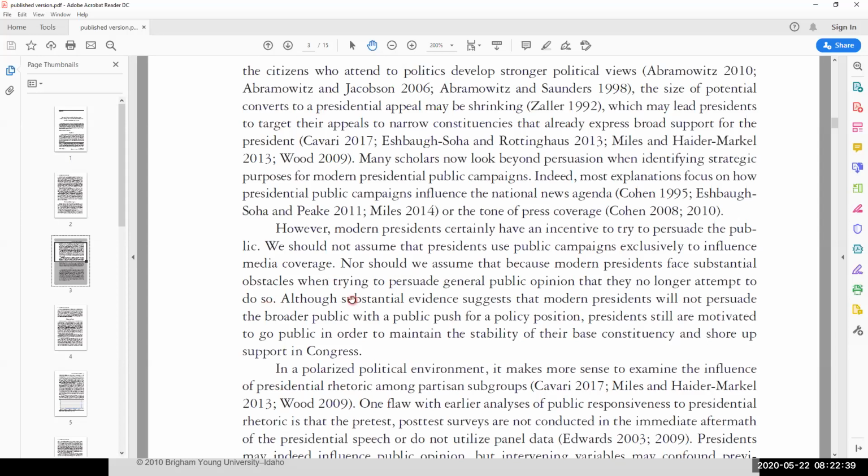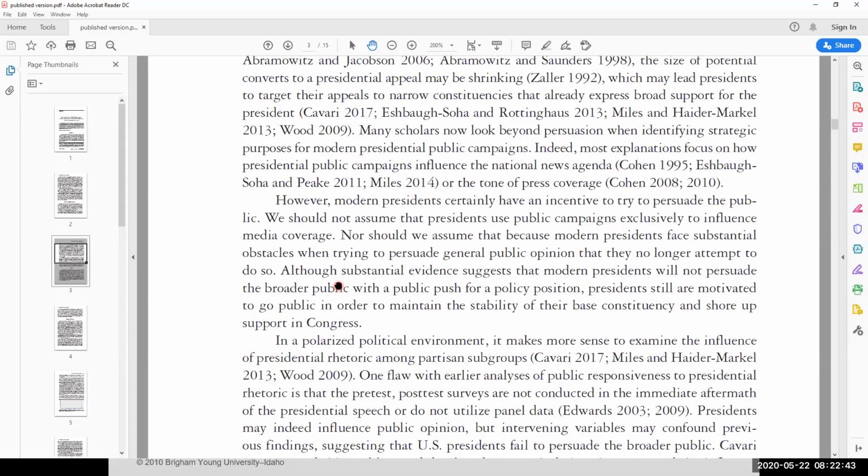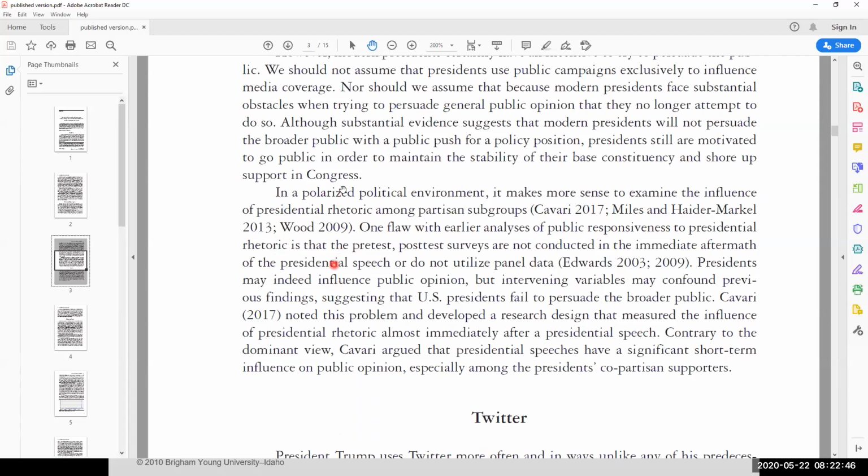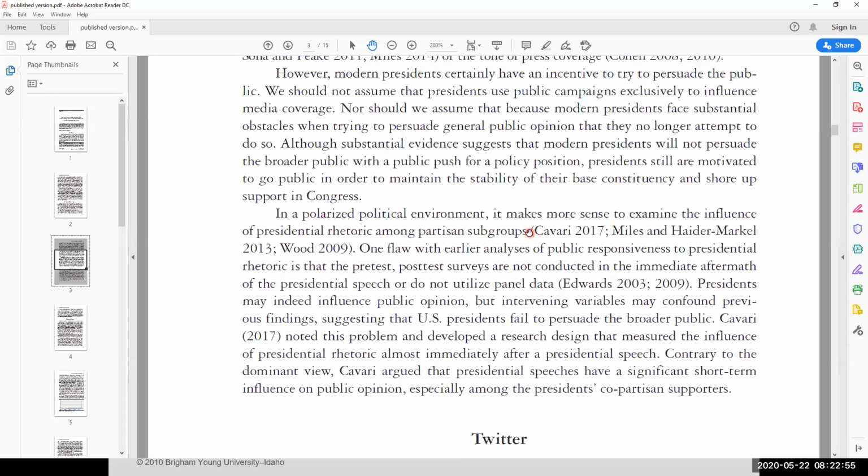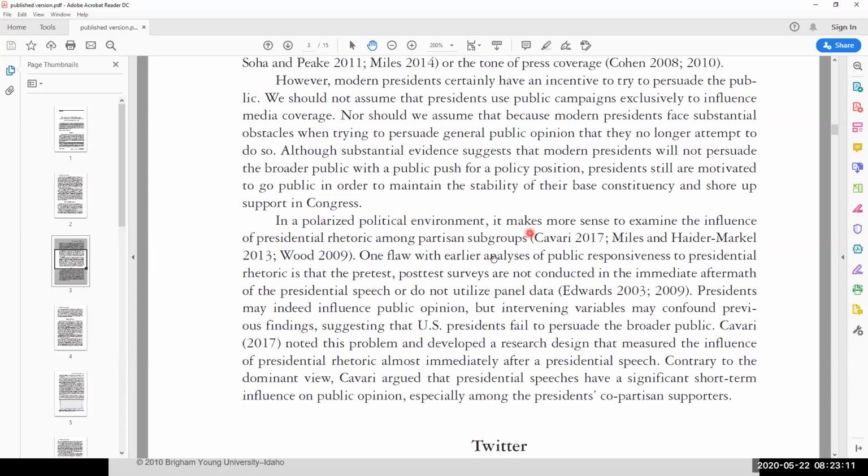And just because they tend to fail doesn't mean they won't still try to find a way to persuade people if they can. Maybe they're going to try to persuade just partisan subgroups. That's another argument that people make. So again, I'm focused only on the aspects of presidential public campaigns that are relevant to my argument: persuasion. I mentioned that other people have shown that they might be about something other than persuasion, but by and large, public campaigns probably want to persuade.